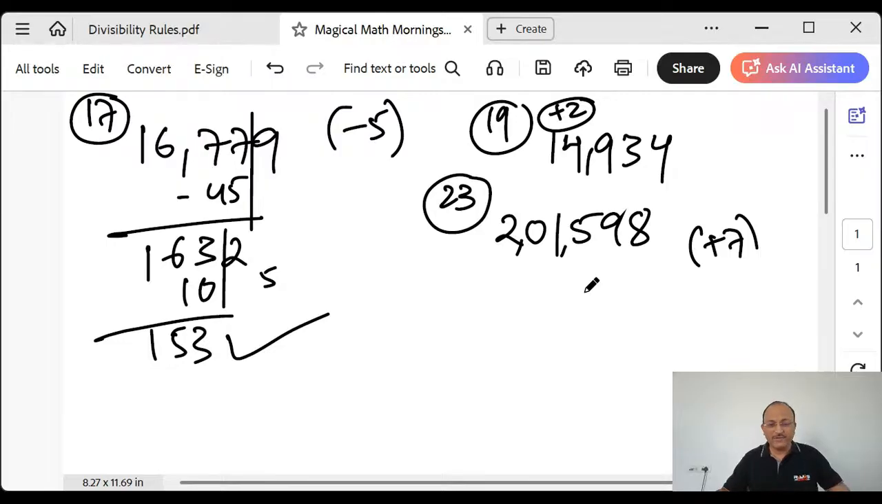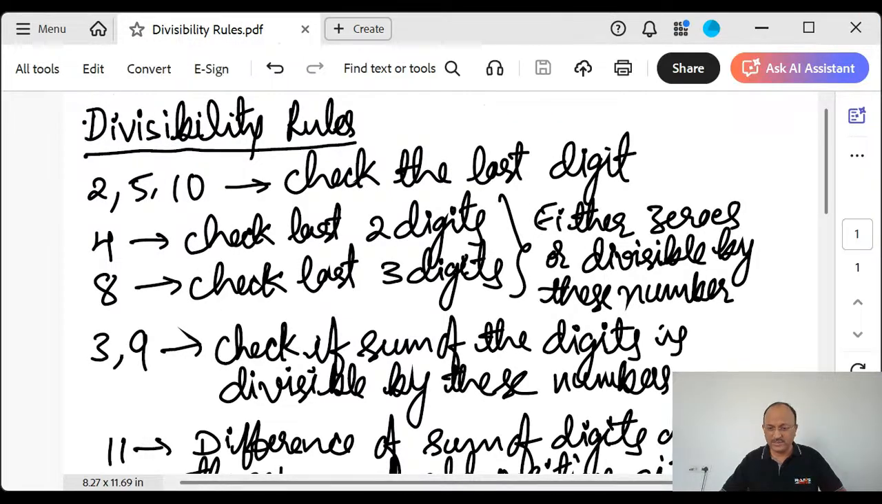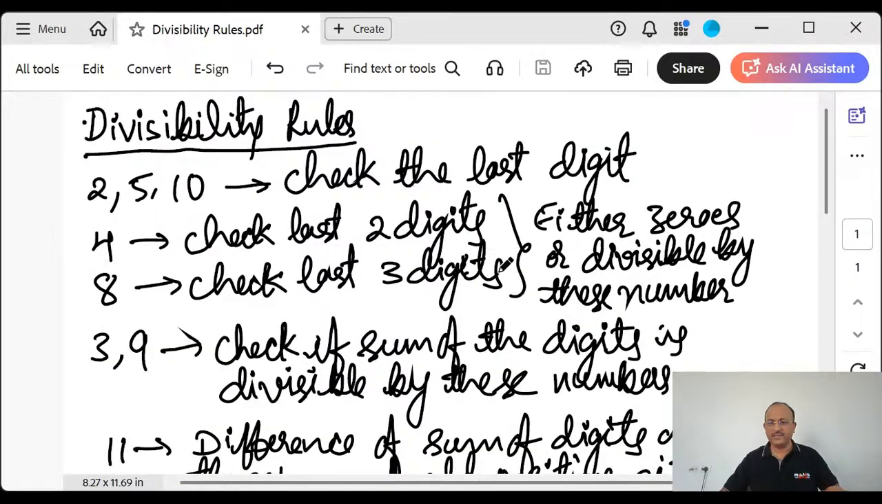Okay. Now, shall we quickly summarize all the divisibility rules that we learned in just 1 minute? I will share all the divisibility rules. Let me summarize these things in this file. See, divisibility rule for 2, 5, and 10 is very easy. You have been doing this from childhood. Check the last digit. For 2, even number; 5, it should be either 5 or 0. For 10 it should be 0.